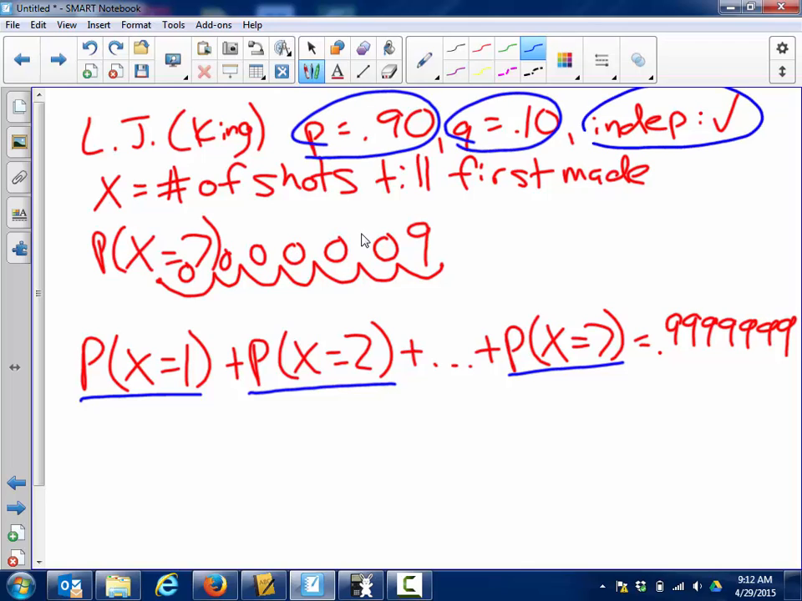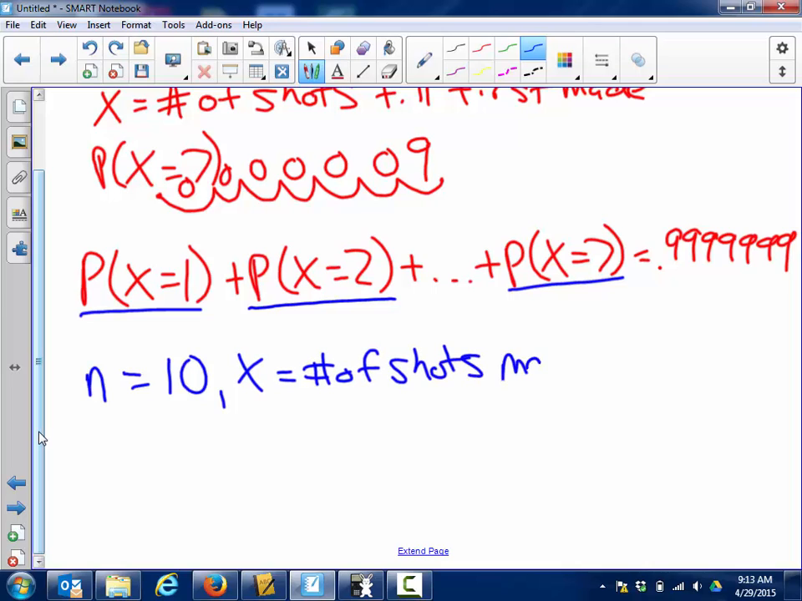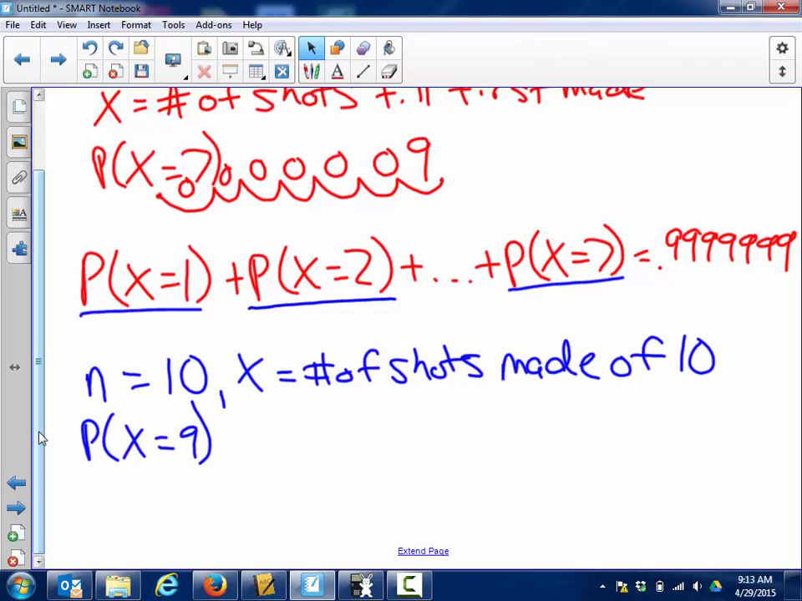All right, now let's flip things on their head a little bit. He's got the same probability of success for each free throw, the same probability of failure, and you still have independent trials. Now let's say he is shooting a total of 10 times, and let me redefine X. Let's say X is equal to the number of shots made out of 10, and we want the probability that X is equal to 9.